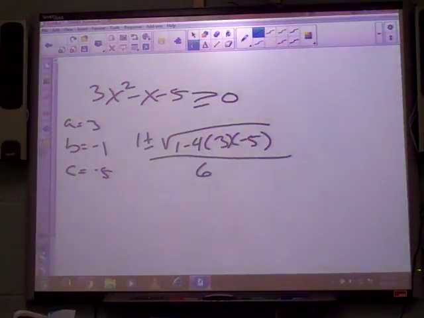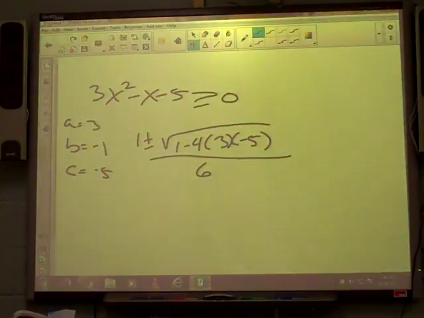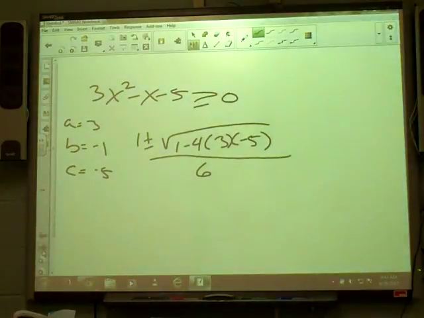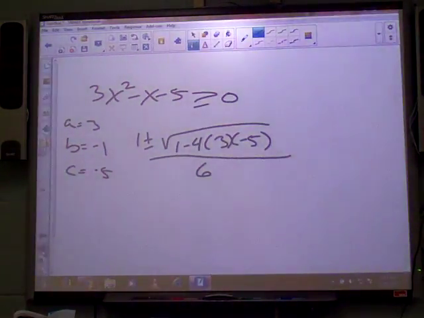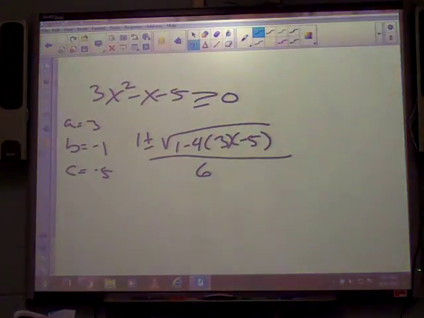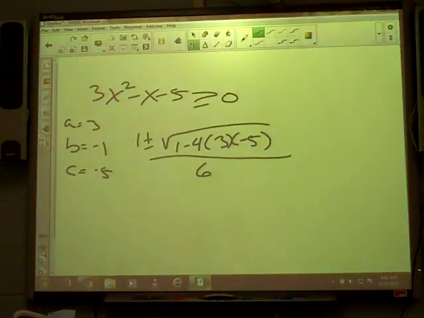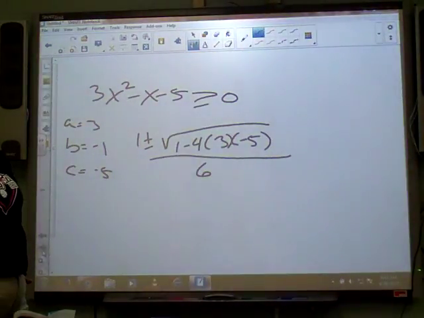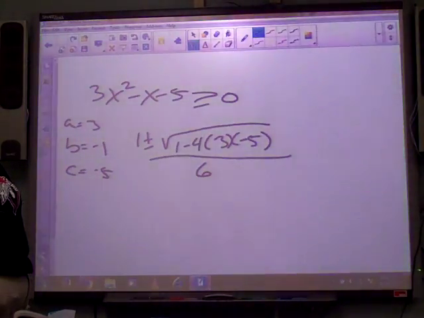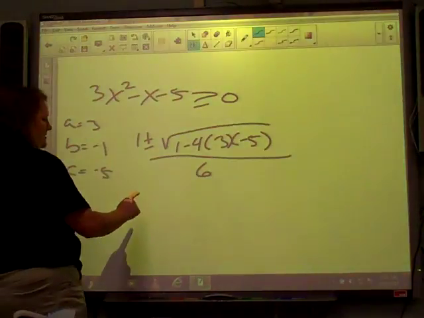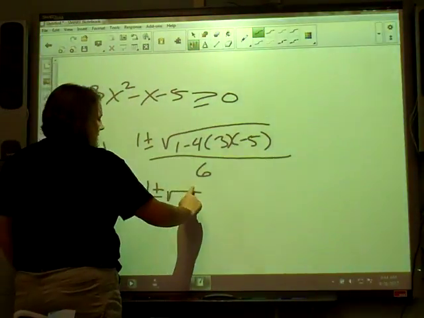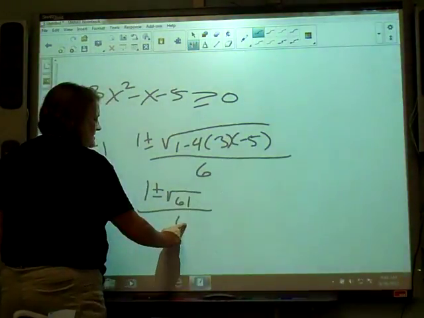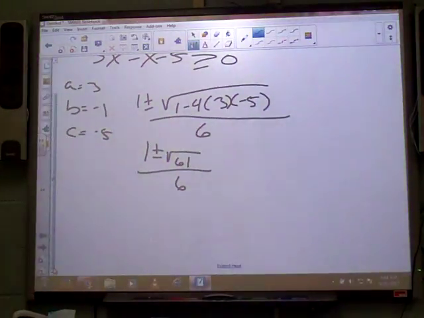Now, 4 times 3, I end up with 61 underneath the radical. Are you good on that? Stephen's correct, it's 61. Yep, he's right. So I got 1 plus or minus the square root of 61 over 6.